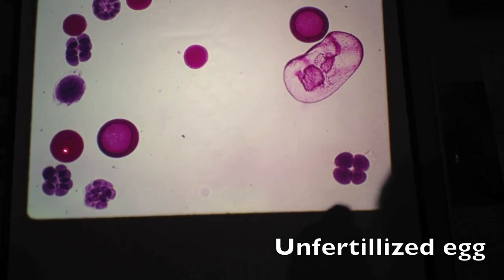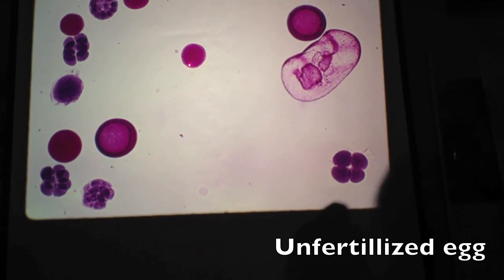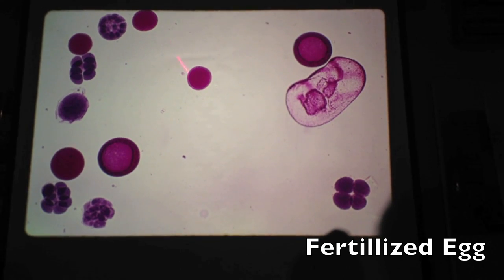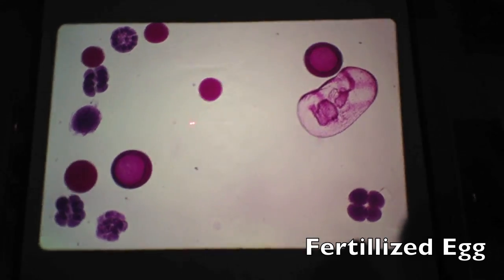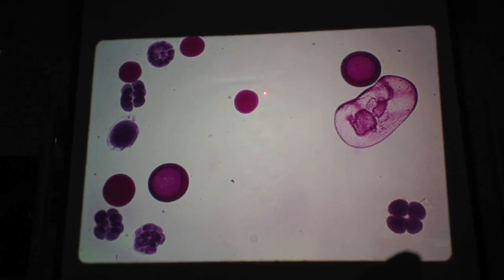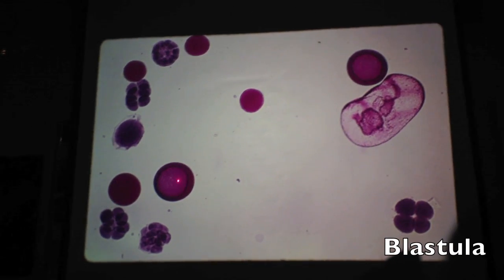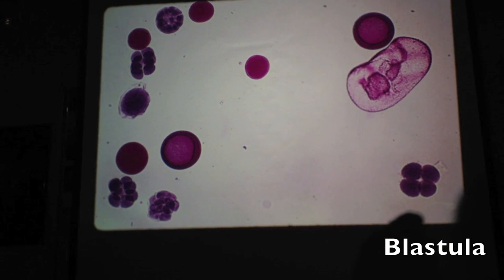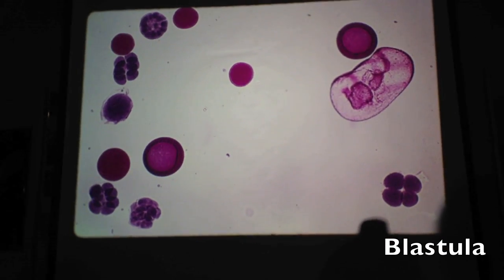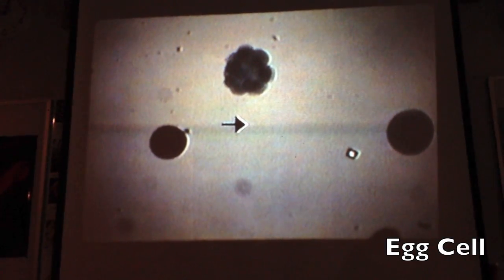So you got an unfertilized egg. What's this one? Or this one? Those are fertilized eggs. You can't really see the fertilization membrane on most, but you can kind of see it on this one. Blastula there. Third blastula there. This one, you don't need to worry about that one. Morula. I think that's it.